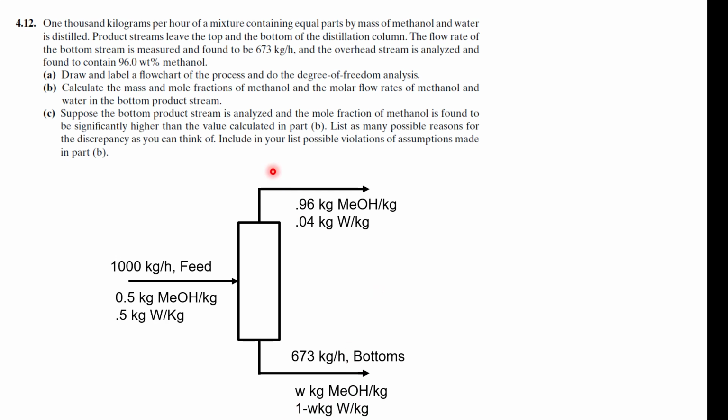Okay, so what we have to do is the degree of freedom analysis. We know that this is the feed, this is the distillate, and this is the bottoms. So we can write an overall mass balance, and we can also write a methanol mass balance. So we're going to have two equations. And then the two unknowns are going to be the distillate and the mass fraction of methanol. So we subtract the number of equations we can write by the number of unknowns, which is going to be 2 minus 2. So the degree of freedom is going to be 0, which means that we can actually solve this problem. Remember, if it's non-zero, then we can't solve this problem.